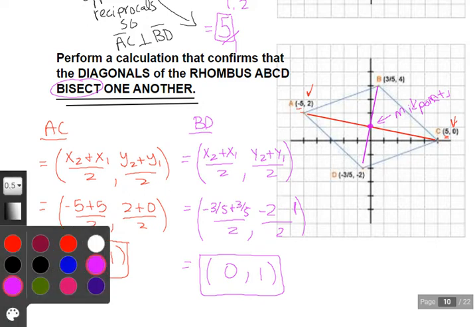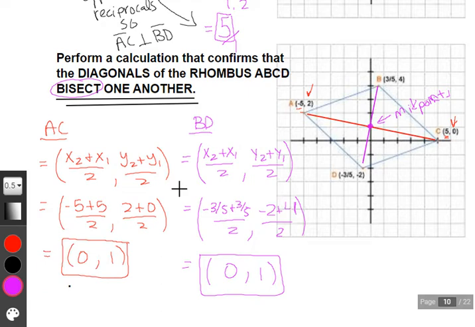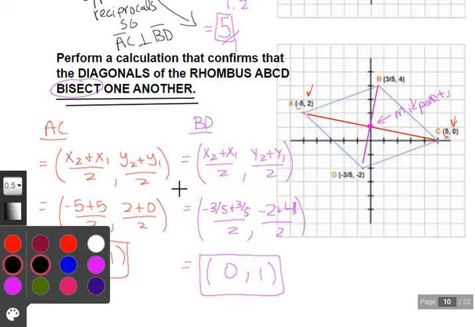There we go. That's a little easier to read, I think. All right, so what does that confirm for us? Well, since the midpoint of both of these diagonals is in the same location, these do indeed bisect one another.